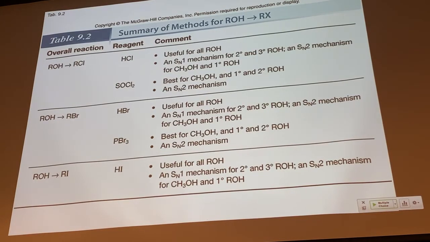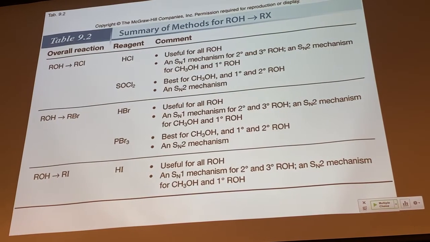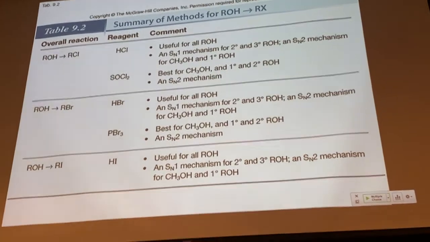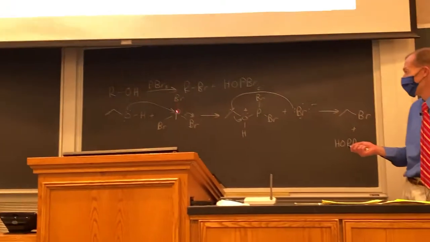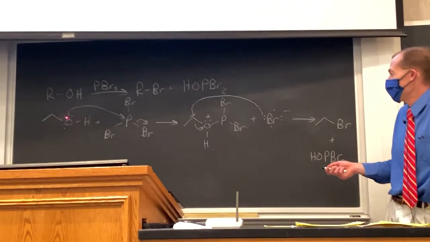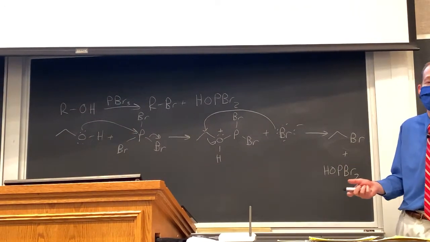There's also a way of converting alcohols into bromides, and that uses phosphorus tribromide, or PBr3. And I've drawn for you the mechanism here on the board. It's similar to the ones we've seen with thionyl chloride and phosphorus oxychloride. We have a phosphorus atom with three bonds to more electronegative atoms, so that phosphorus is quite electrophilic enough that the weakly nucleophilic alcohol can attack it.